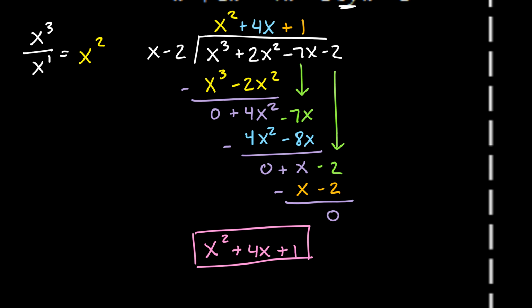So now from here, if you had been asked, okay, if it said x minus 2 is a factor of x cubed plus 2x squared minus 7x minus 2, find the other factors, you would first divide, then factor this quadratic. All right. Any questions so far? I hope I'm not going too fast.